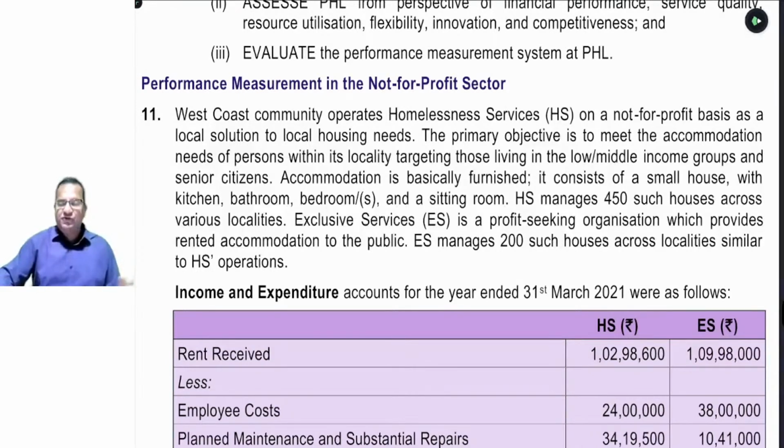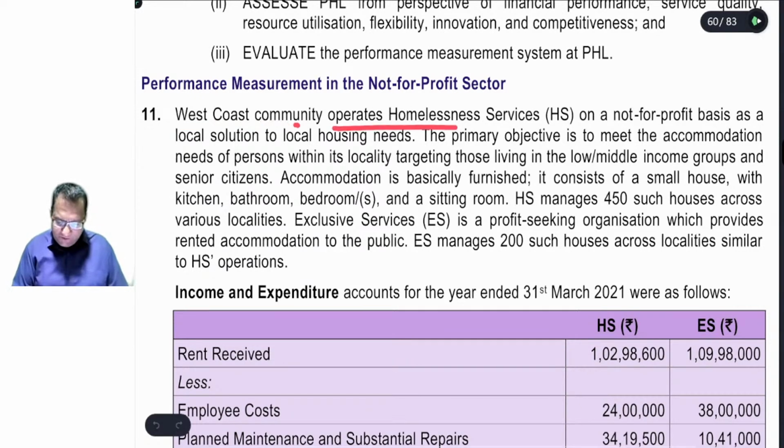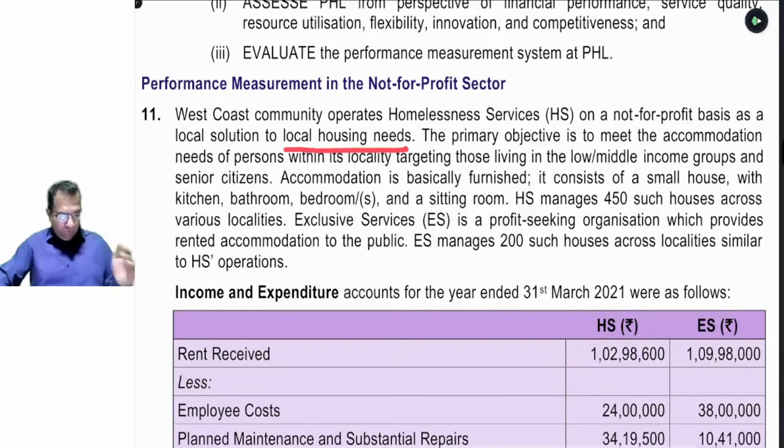ओके बेटा, कैन वी स्टार्ट? देखिए, वेस्ट कोस्ट कम्युनिटी ऑपरेट्स होमलेसनेस सर्विस, जिसको उन्होंने नाम दिया है HF, on a not for profit basis as a local solution to local housing need. So West Coast community operates homelessness service, जिसको नाम दिया है HF, on a not for profit basis to provide local solution to the local housing need.